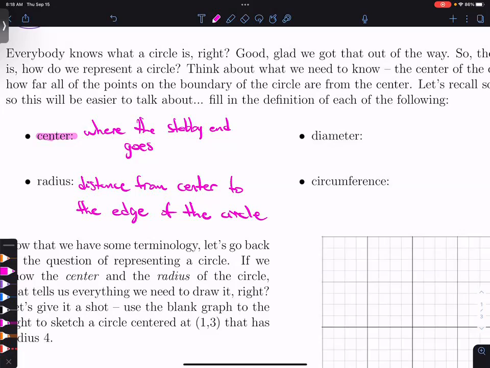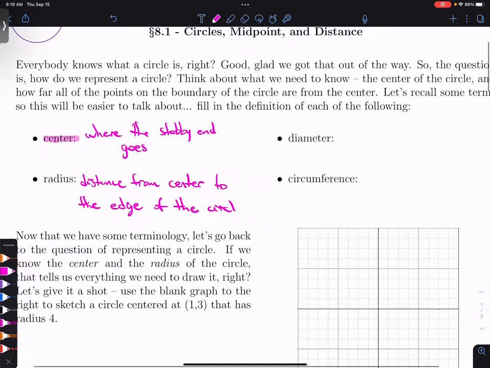Okay, diameter and circumference. We're not really going to use these as much, but just for the sake of reminder, the diameter is the distance all the way across, so it's double the radius, right? So if I drew my circle out and went all the way through from one edge to the other. Okay. Distance across the circle, but through the center, right? That part's important. And the diameter is 2 times the radius.